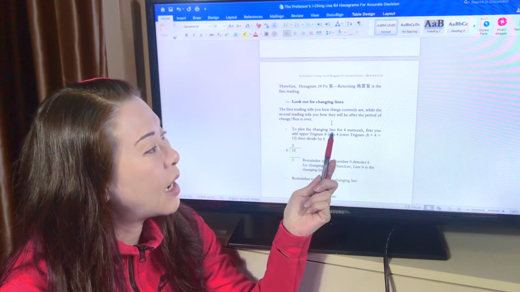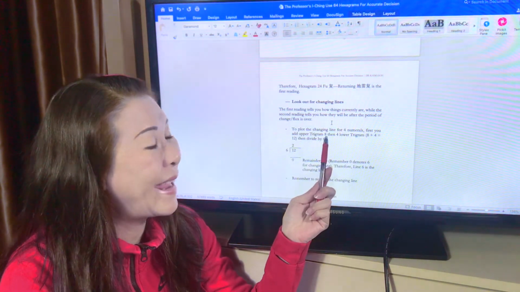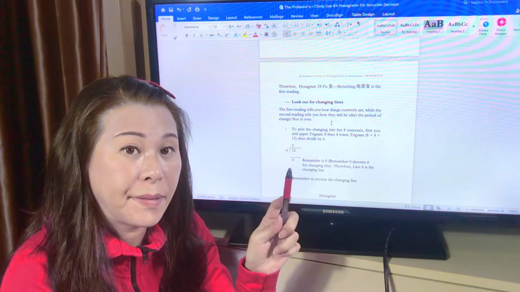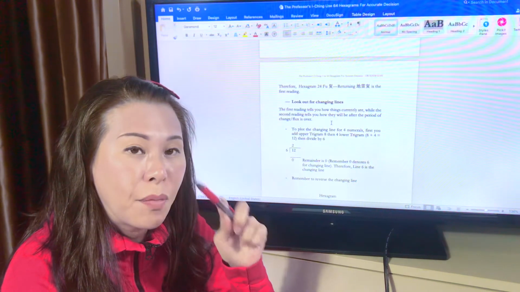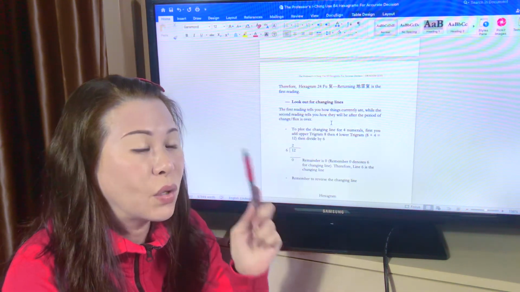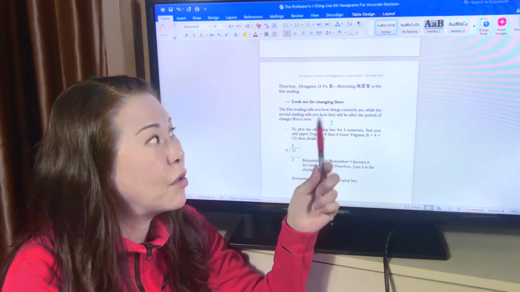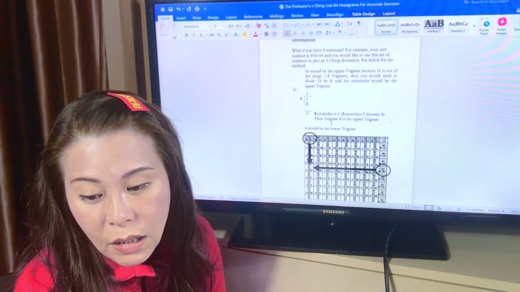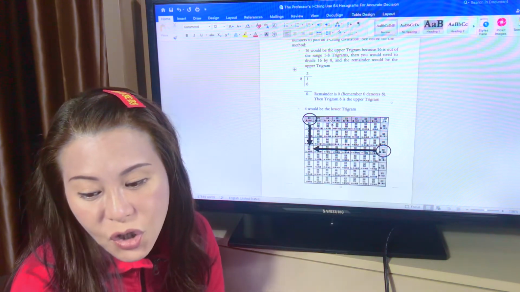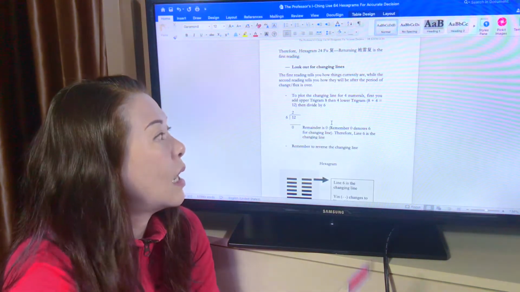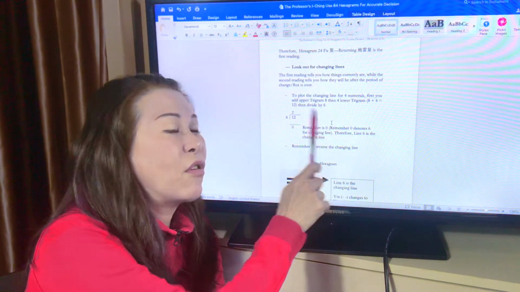To plot the changing line for 4 numbers, it's a bit complicated. First you need to add the upper trigram 8. Remember 16 divided by 8, then we got a remainder of 0. So 0 denotes 8. So 8 plus 4, the upper trigram plus the lower trigram. 8 plus 4, what do we get? 12. Then we divide by 6. We did not divide by 8 because we are looking for the changing line.